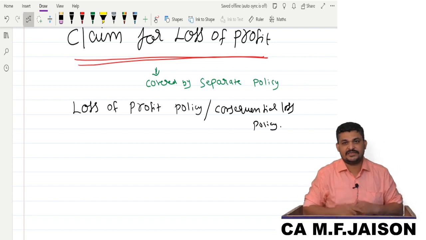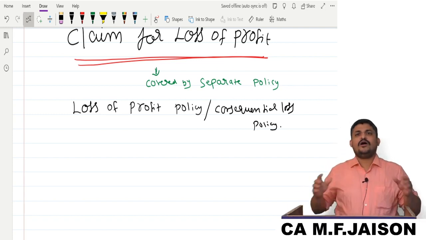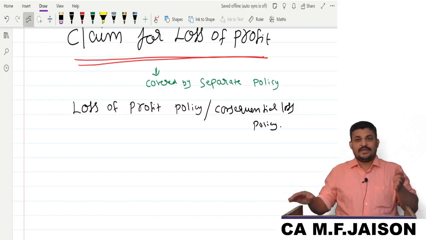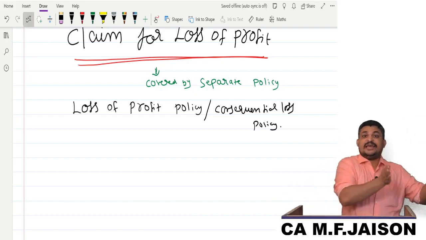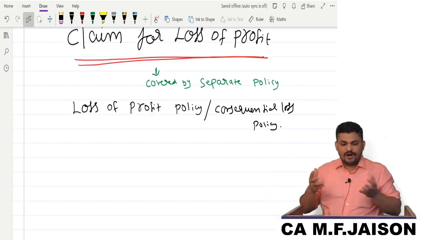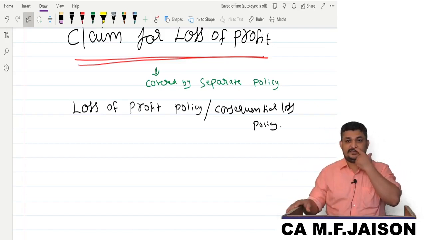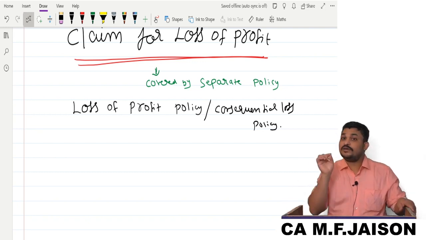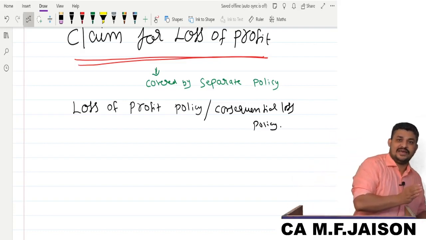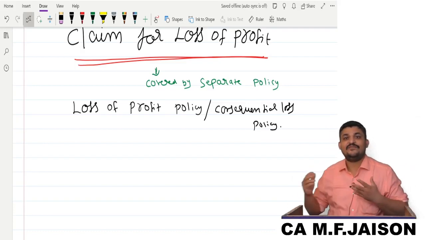So tell me, my dear friends, what sort of profit is it? Is it the profit earned prior to the fire, or the profit after the fire? What sort of profit are we losing due to a fire accident? What sort of profit are we referring to here? Is it the profit prior to the fire, or the profit after the fire?